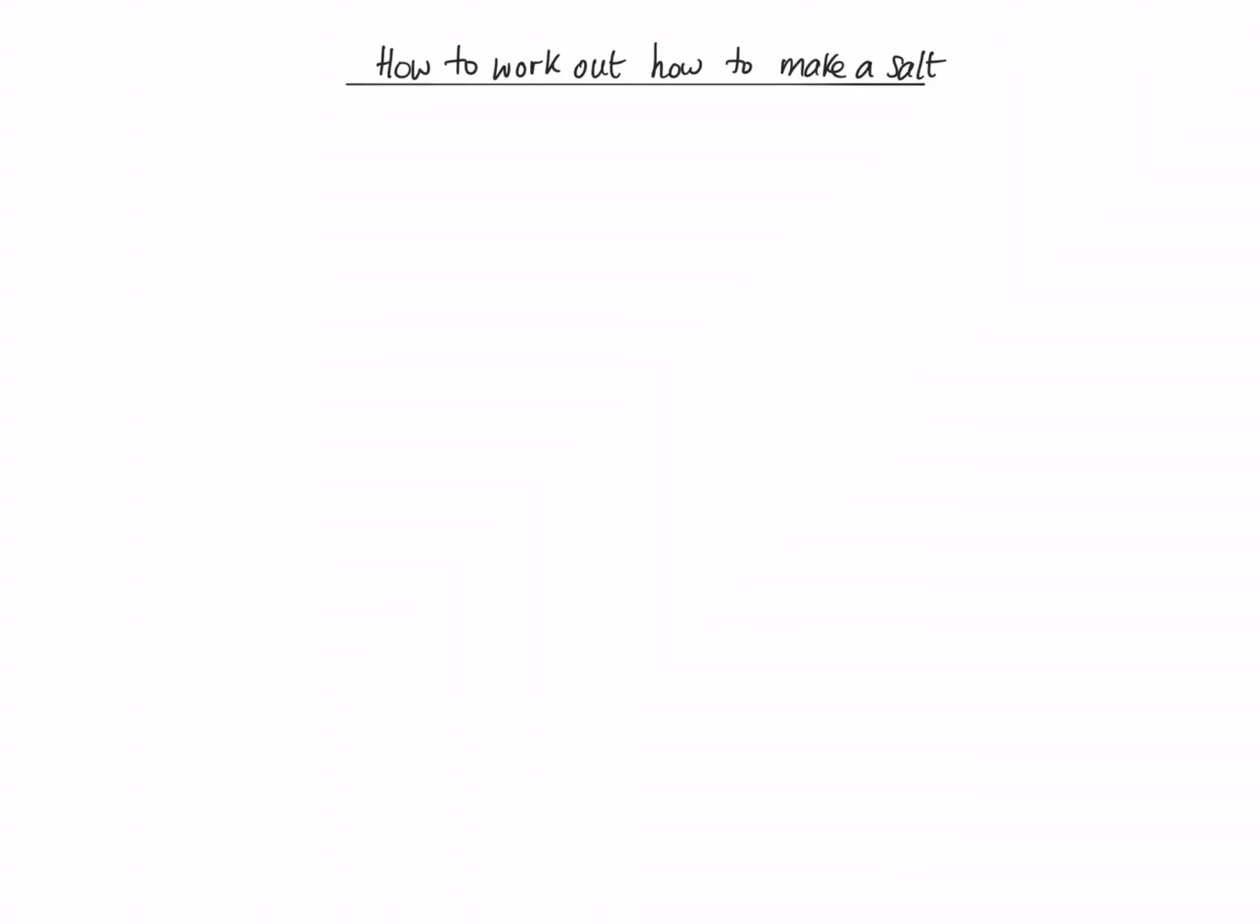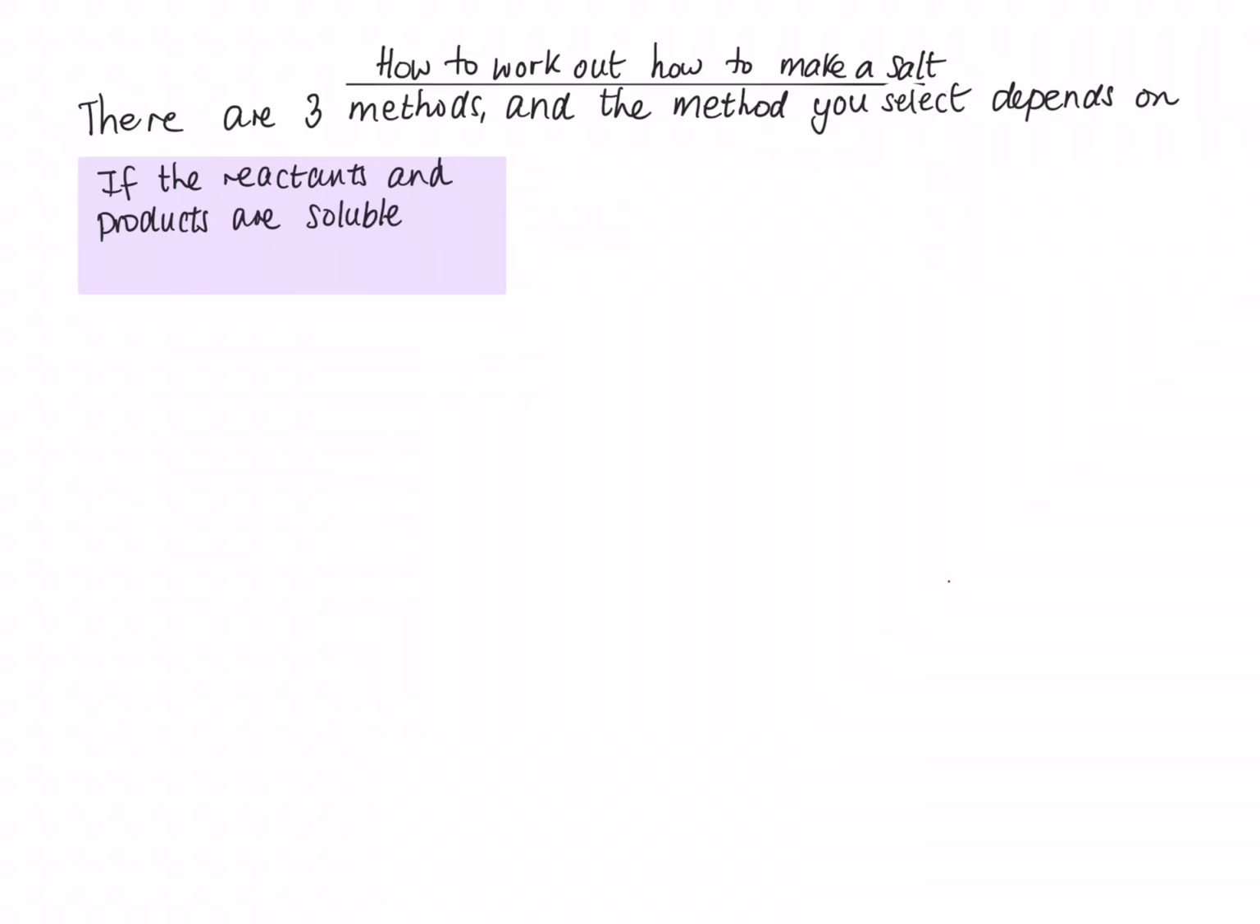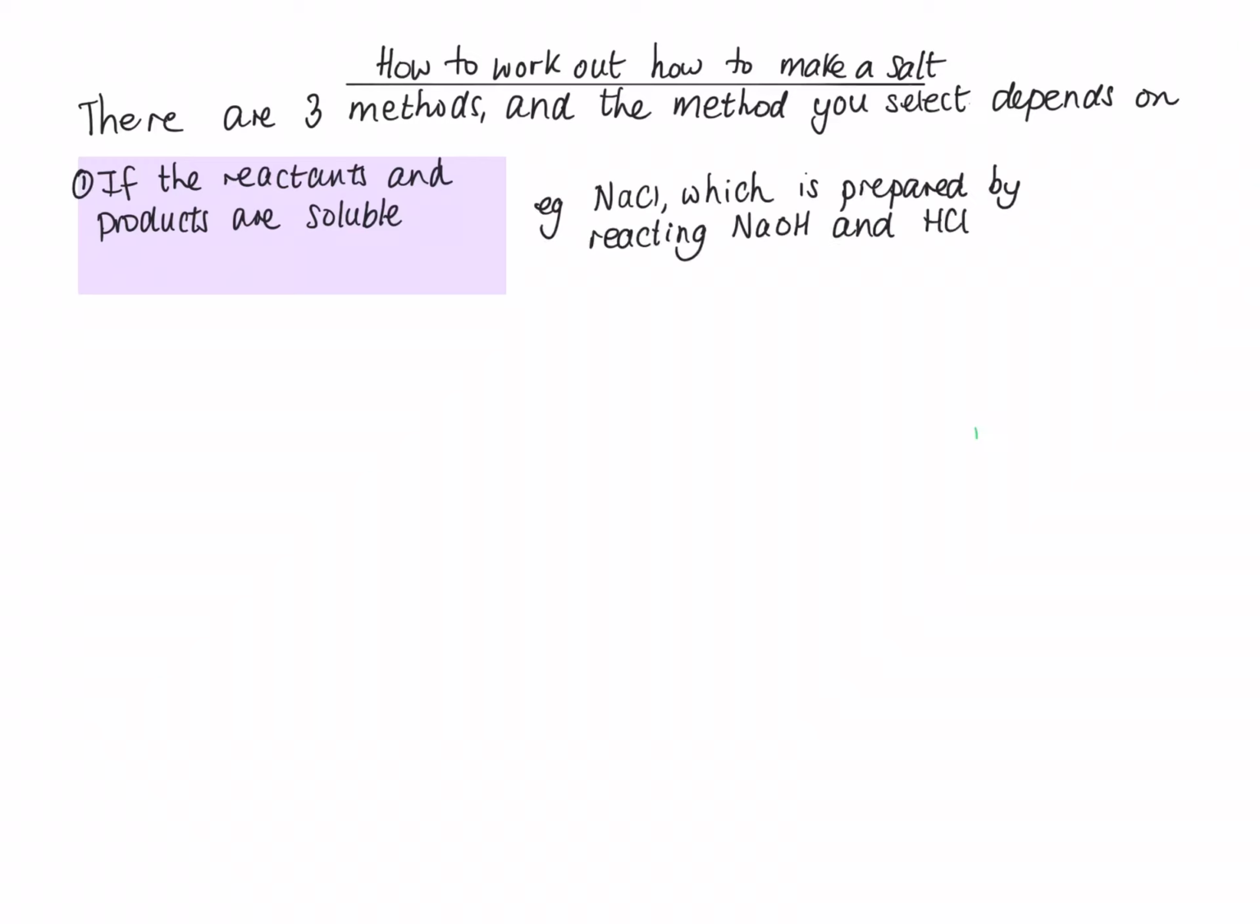How do you work out how to make a salt? There are three methods that you can make salts, and the method that you select depends on if the products and reactants are soluble or if they're insoluble. So there are three different methods. The first method is if the reactants and products are soluble, there's one way of doing it.